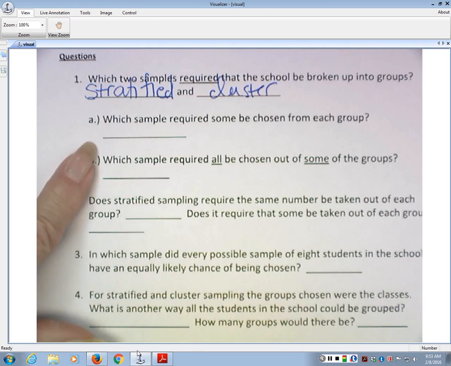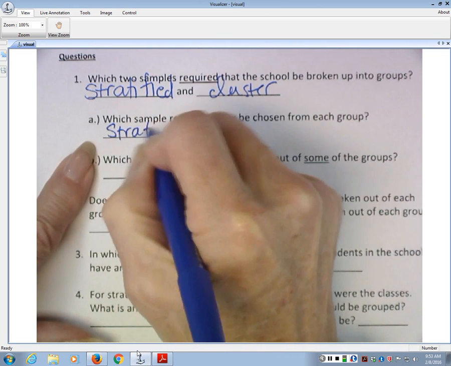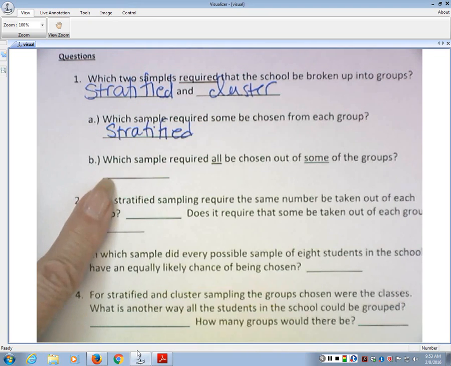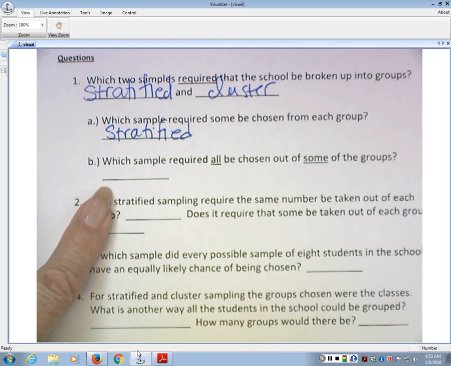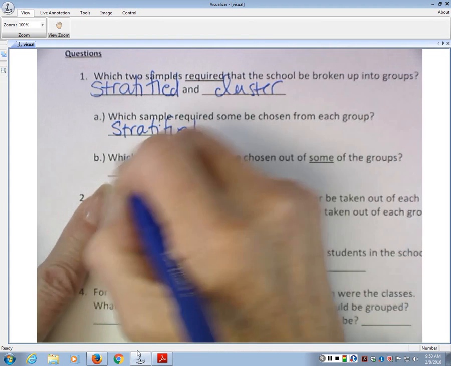Which sample required that some be chosen from each group? That would have been stratified. Which sampling method required that all be chosen from some of the groups? And that would have been cluster.